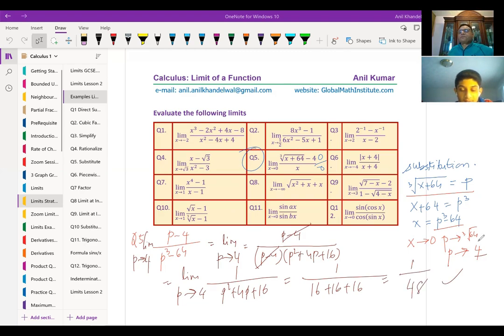Is that clear to you? So it's a very small value, right, sir? Yes, the limit is a small value. However, we use the method of substitution. That is kind of important. Okay? Yes, sir.